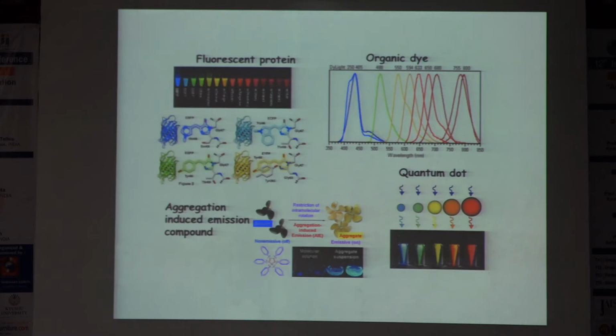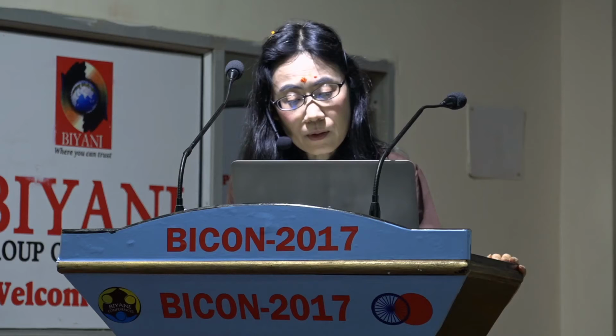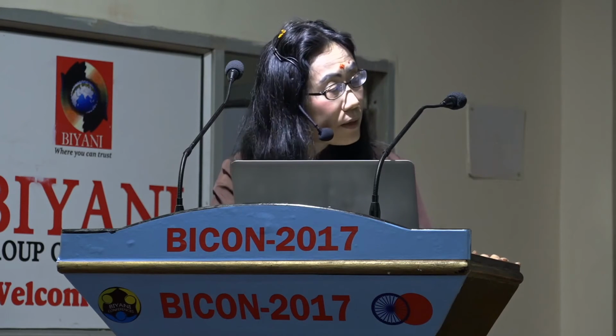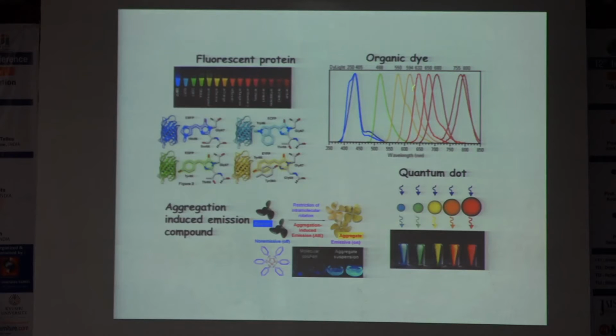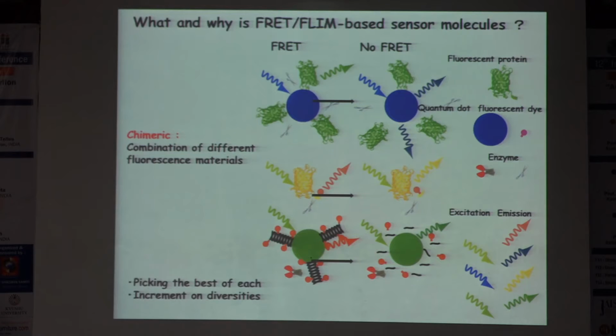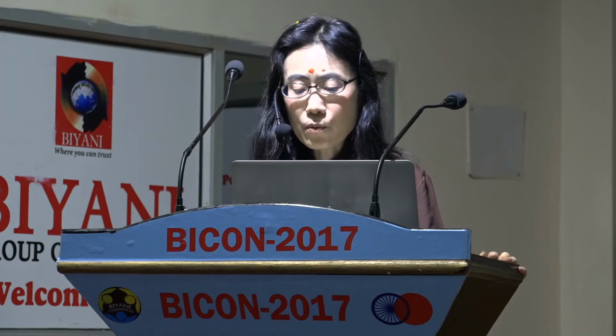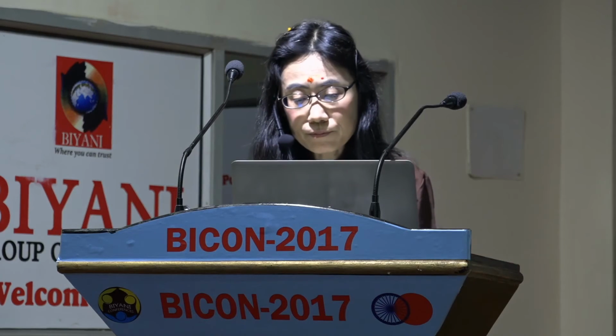Fluorescent substances don't prefer materials. We have a lot of fluorescent stuffs. For example, fluorescent protein, fluorescent organic compounds, and quantum dots, which are semiconductor nanocrystals, and fluorescent polymer, etc. So I have picked two different fluorescent materials for sensor molecules. The connecting mode of two fluorescent substances is essential for good FRET sensor molecules.